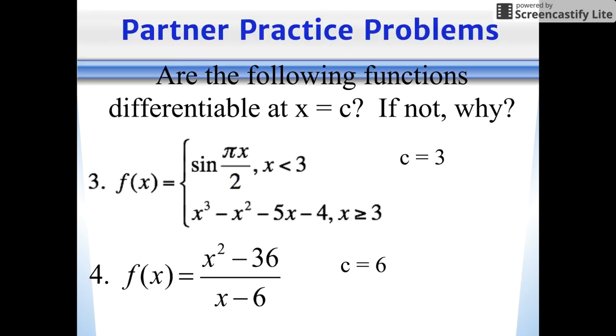So what I want you to do is to partner up and to determine if these following functions are differentiable at x equals c. And so I'm giving you c is 3 and c is 6 for number 3 and 4. The substitute has the answers for these two, so you can check your work. And then when you're all done, you are going to be doing a differentiability investigation. So you'll be going through kind of the same steps, but now you're going to be solving for A and B, solving for some unknowns to determine if the function is differentiable at a specific point.